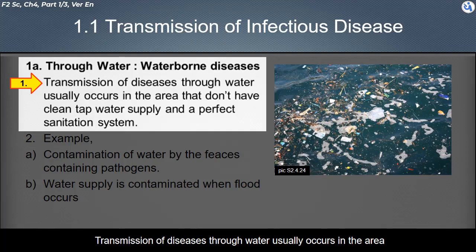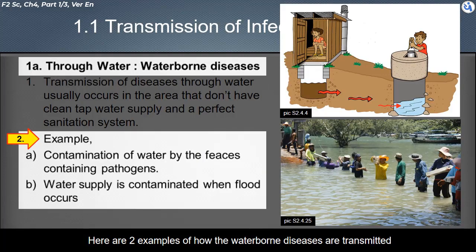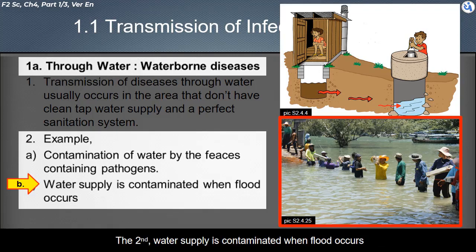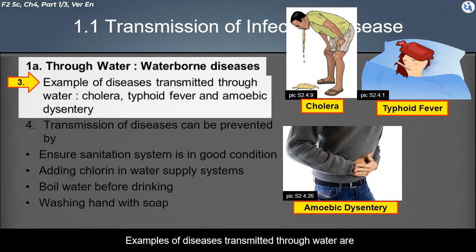Transmission of diseases through water usually occurs in areas that don't have a clean tap water supply and a perfect sanitation system. Here are two examples of how waterborne diseases are transmitted. The first is contamination by feces containing pathogens. The second, the water supply is contaminated when flood occurs. Examples of diseases transmitted through water are cholera, typhoid fever, and amoebic dysentery.